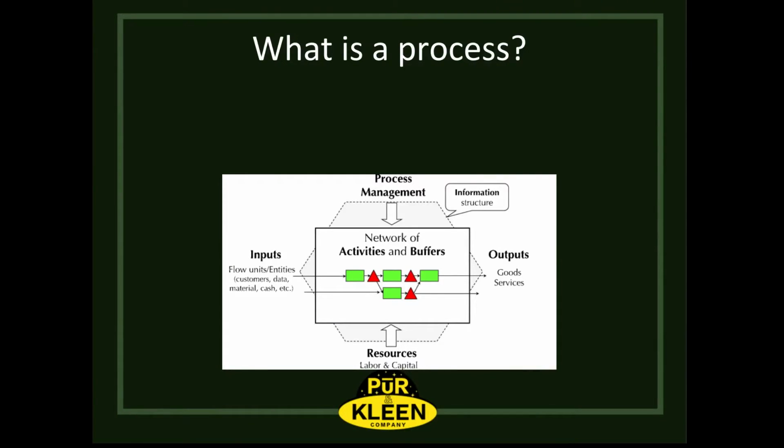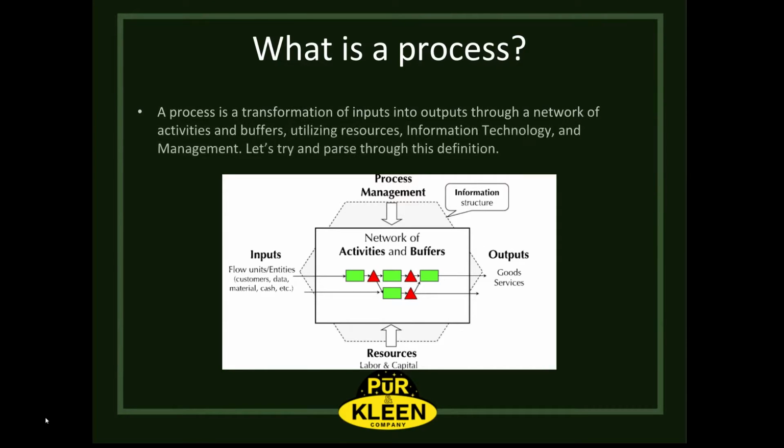What is a process? A process is the transformation of inputs into outputs through a network of activities and buffers, utilizing resources, information technology, and management. So let's try and parse what the heck I just said in Star Citizen terms. Inputs can be things like customers, data, raw materials, cash, and so on. Outputs are things like goods and services. What happens in the middle of the inputs and outputs is what we call the process.